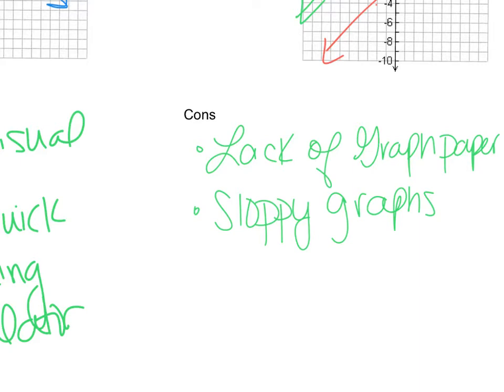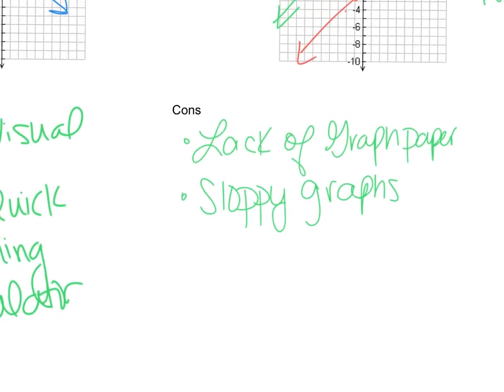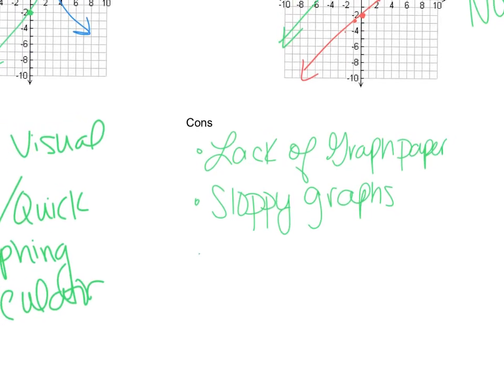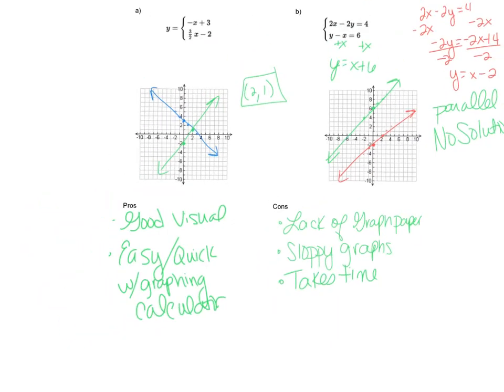Part of that is lack of graph paper. If your answer was a big number, maybe your graph didn't go up to 300 and your point was 300, 203 or something like that. So sometimes that can be a pain. And then it takes time sometimes, right? To make your graph, if you didn't have a graph already made for you, can take time. Okay, so graphing is my least favorite way, unless I have a calculator to solve these.